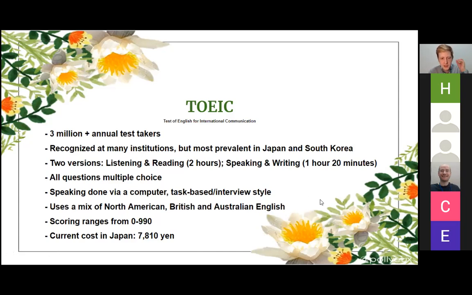The speaking is done via a computer if you take the speaking and writing version, a little bit like TOEFL, but some interview style as well. So it's kind of a TOEFL-IELTS mix. And it uses a mix of different English for the listening, but again, slightly more American English. Scores range from 0 to 990, and the test is a bit cheaper, although the price has gone up recently.